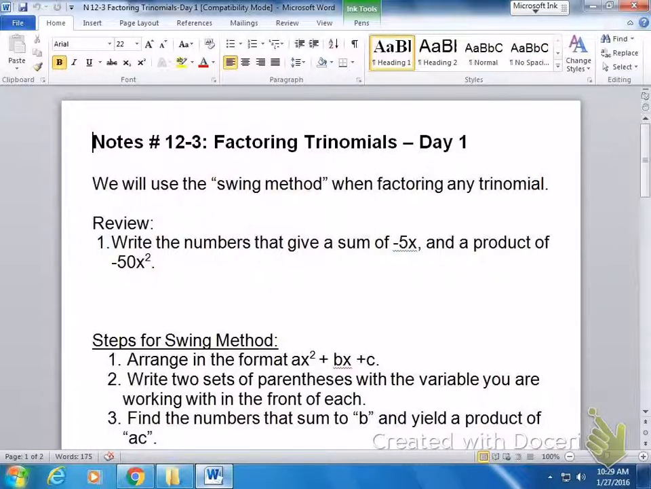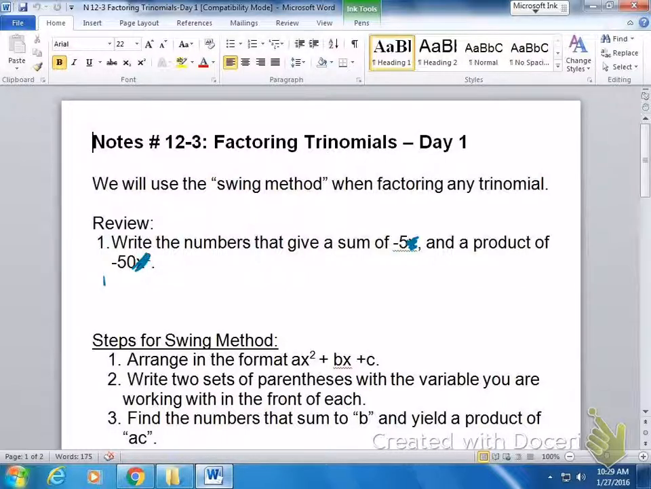Now, before we look at the swing method in factoring trinomials, I want to review from yesterday. So I want to write the numbers that give me a sum of -5, we're not going to use the x's, and a product of -50. Now, we need to break our -50 down into two numbers that will multiply together to give it, see which ones, if we added them together, would give us -5. Since it's -50, one of our terms is going to be positive, one negative. So I'm just going to write the positives from now, and we can kind of look at them.